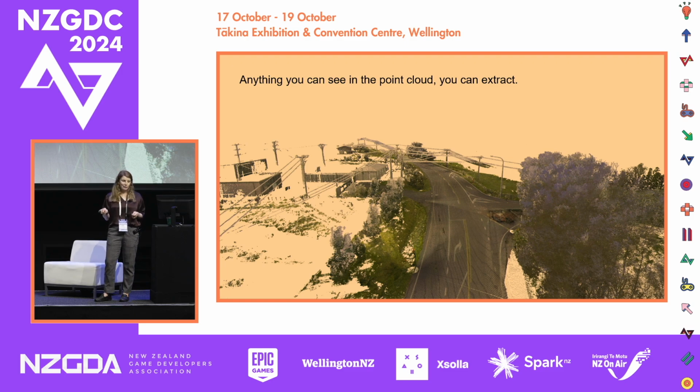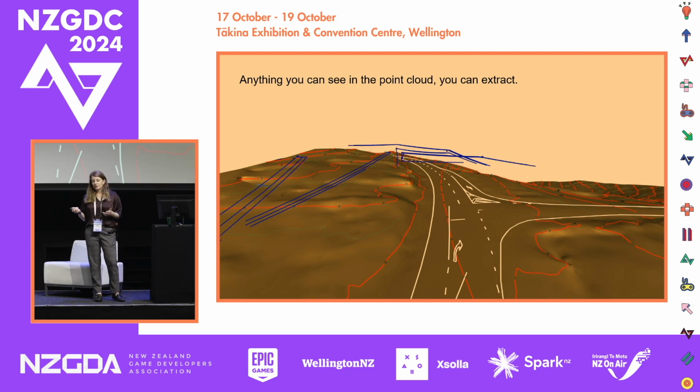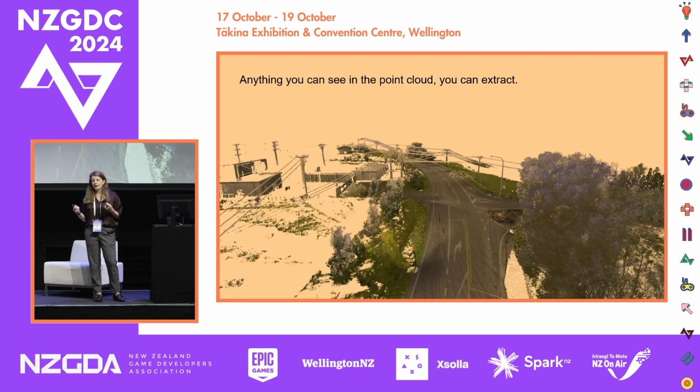This is something I always tell my clients: anything you can see, you can extract. So for this one, I've got some polylines that I've extracted from the paint lines. Then the ground surface mesh. I could get some contours out if I wanted to. You can pull out the power lines as well. Everything in that is a measurement and you're just taking out what you want from it. So you don't have to use all of it, is basically what I'm saying.